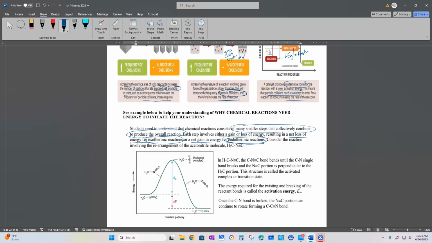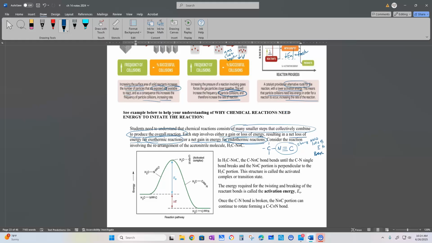Consider the rearrangement of this molecule, which is called acetonitrile. It has 3 H's on a carbon, so it looks like this: 3 H's bonded to a carbon, single-bonded to a nitrogen, triple bond carbon. This is very, very strong. When you have a triple bond, it's very strong, which means it needs lots of energy to break it. Single bonds are not strong. They don't need a lot of energy. So let's look at what this is all about.